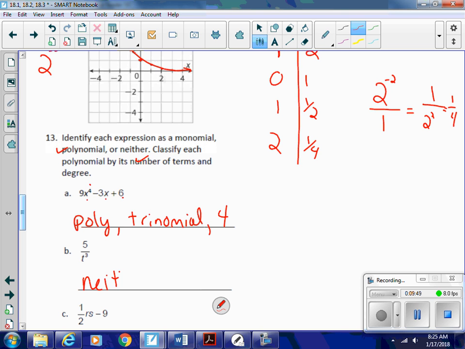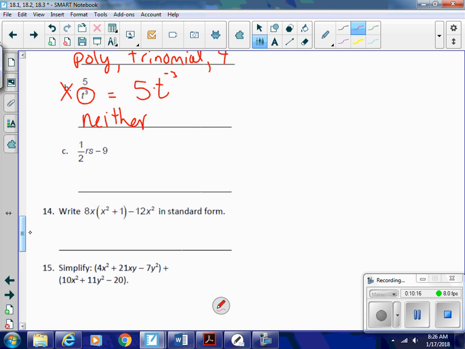It is not a polynomial, and here's why. You could look at it in one of 2 ways. We can't have our variable in the denominator, or if I were to rewrite that, I could call it 5 times t to the negative 3. So either we'd say we can't have a variable in the denominator, or we can't have negative exponents. Either way, it's not a polynomial.